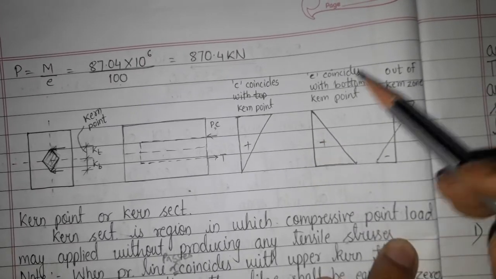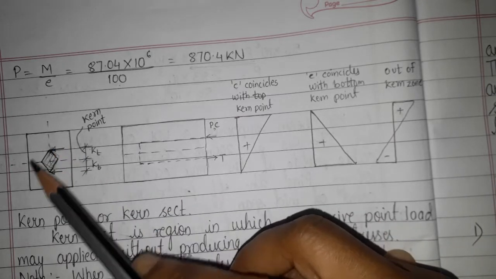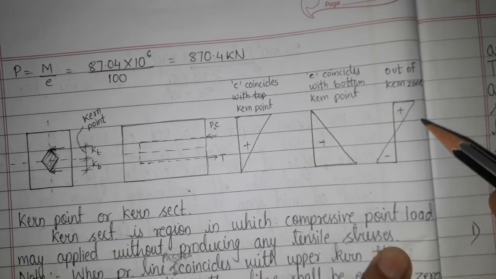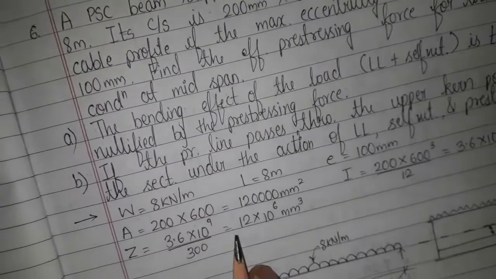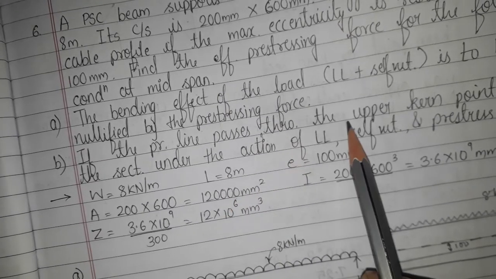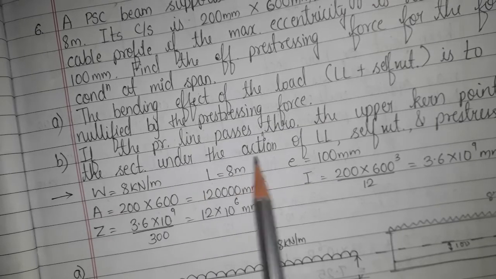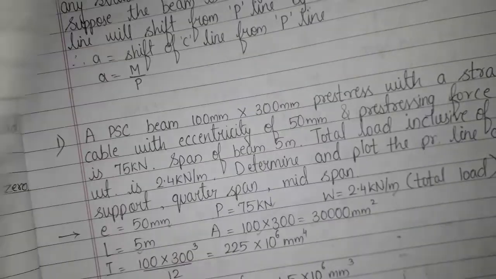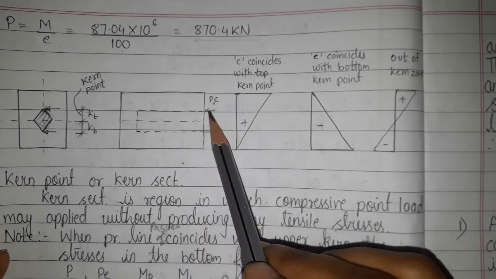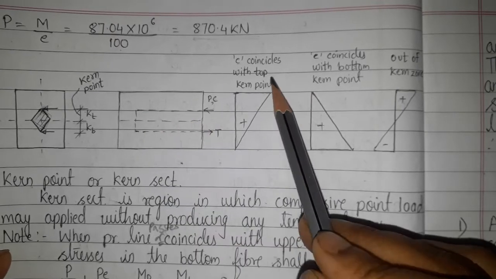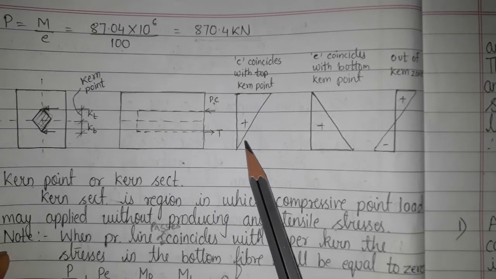Or third case, if the pressure line is out of the kern zone, it is nowhere acting here, it is away from the kern zone, so you will get the pressure distribution like this. But what they asked in the problem, I'll read out here: if the pressure line passes through the upper kern point of the section under the action of live load, self-weight and pre-stress. So that time, when the pressure line coincides with the upper kern point, the stresses will be 0 at the bottom. So we have to equate 0 for the bottom stress.